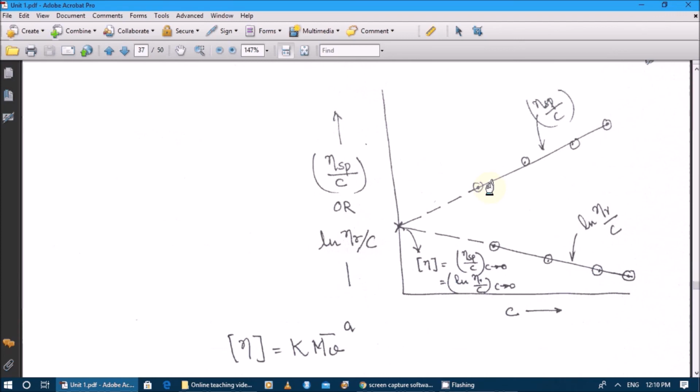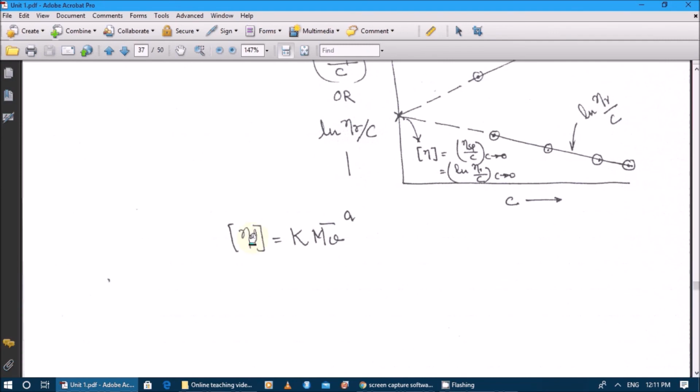We will connect all the data points for these two curves with the help of a straight line, and then we will extrapolate these lines to the y-axis, and we'll find the common intercept. This common intercept is the intrinsic viscosity eta, which is eta specific by C at C tending to 0, or from the bottom curve it is ln eta R over C, where C is tending to 0. So we will get the common intercept, and this is nothing but my intrinsic viscosity, which is used in the Mark-Houwink equation, and this is my Mark-Houwink equation.